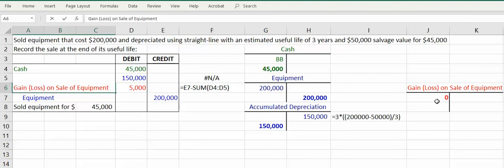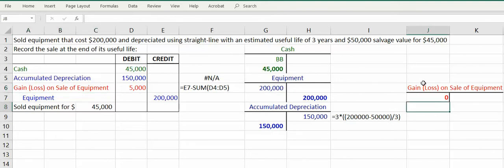So we would go over to here and post this. It's going on the debit side because losses decrease shareholders' equity, and we are losing, in a sense, 5,000 as a result of this sale.